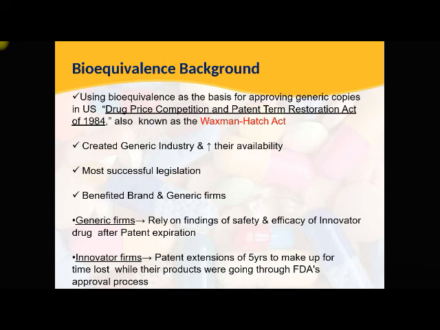Okay, so this particular Waxman-Hatch Act actually helped both the generic manufacturers and the brand manufacturers, and that's why this is the most successful legislation.